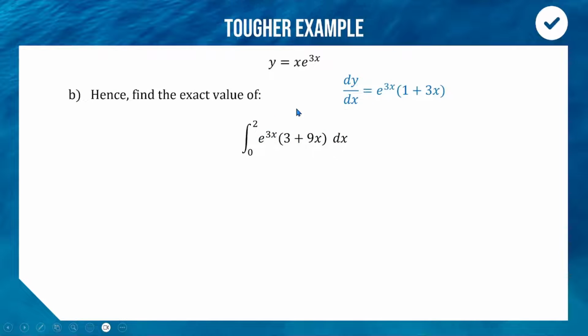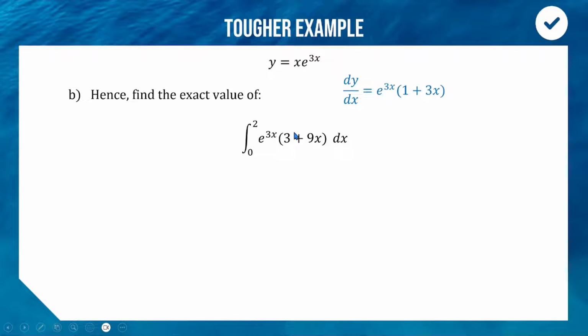Let's try part B, where we find the antiderivative of e to the 3x times 3 plus 9x. So how is this question related to our answer from part A? Well, they look very similar. We've got an e to the 3x, but our bracket has been times by 3 because 1 and 3 have turned into 3 and 9. So we are just trying to make our question look like our answer from part A because we know what the antiderivative of this is. It's where we started. It's x e to the 3x.